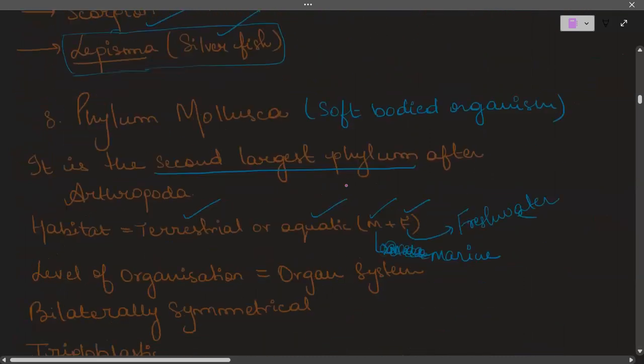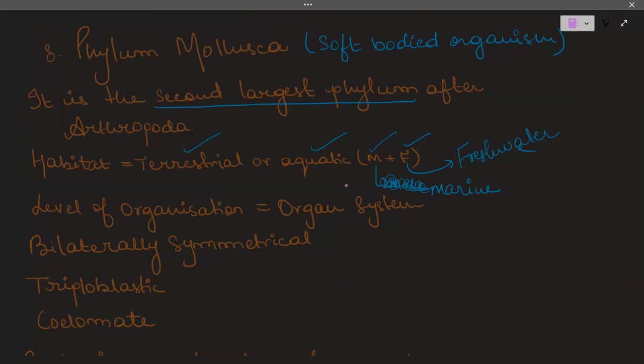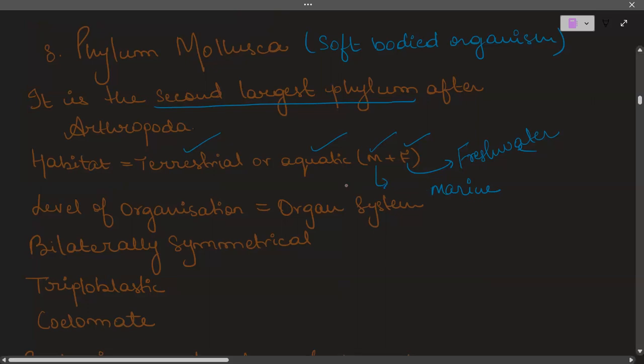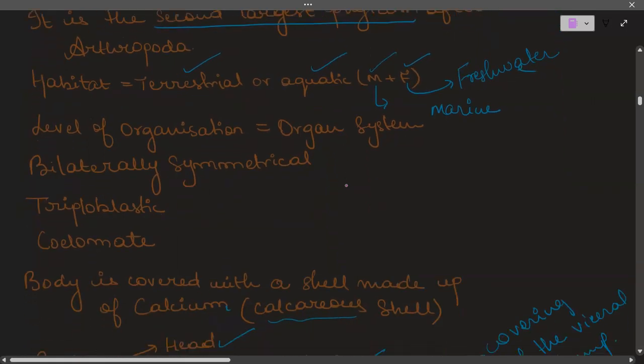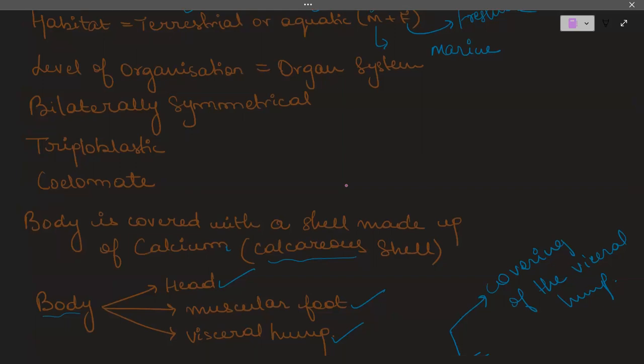Now the second largest phylum is Mollusca. Now Mollusca contains all the soft-bodied organisms. Their habitat can be terrestrial or aquatic. And aquatic, there will be marine and freshwater. They have organ system level of organization. They are bilaterally symmetrical, triploblastic, and a true coelom is present.